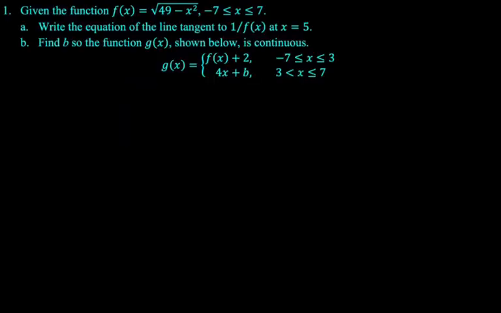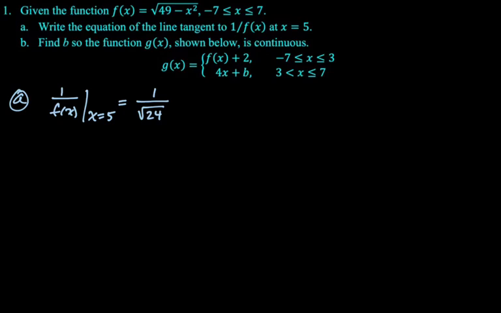Number 1, given the function f of x equals the square root of 49 minus x squared, which is a semicircle. I don't know if that's going to be relevant, for negative 7 to 7. Write the equation of the line tangent to 1 over f of x at x equals 5. Okay, so we need the value of our new function. We need the value of 1 over f of 5. So 1 over f of 5 is going to be 1 over, I did not pick good numbers here, radical 24, that's the best we can do.